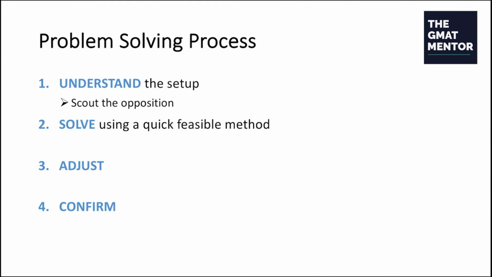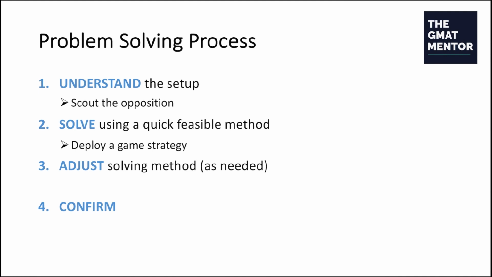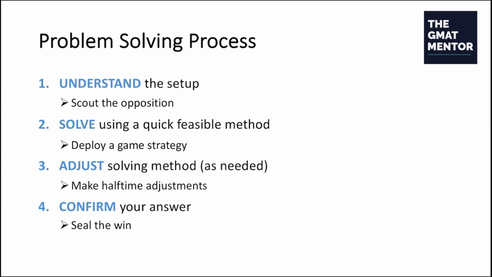Next, solve using a quick, feasible method. Pick what you think will be the most effective game strategy, whether that involves algebra, mathematical reasoning, or some other method, and then execute. Third, if you get stuck or see a better way, adjust your strategy. And remember, this is not a problem. It's just like making halftime adjustments when you need to. Remember to take the path of least resistance. Finally, confirm your answer. If you followed the process correctly, you should have an answer, but you need to seal the win. Make sure your answer makes sense and that you answer the right question. Now you just repeat that process for every game, every problem-solving question.